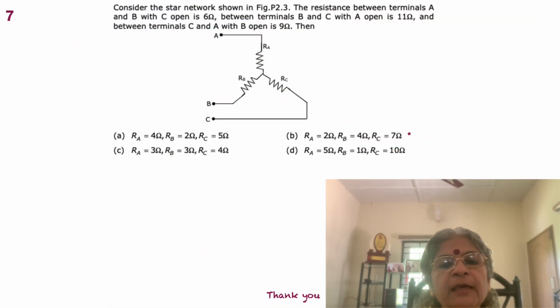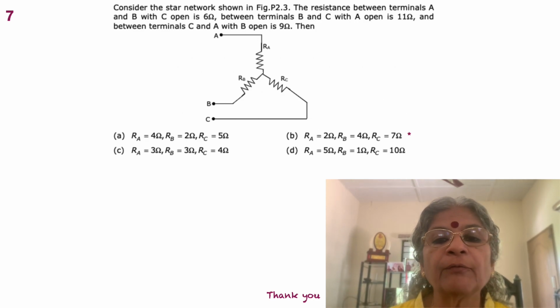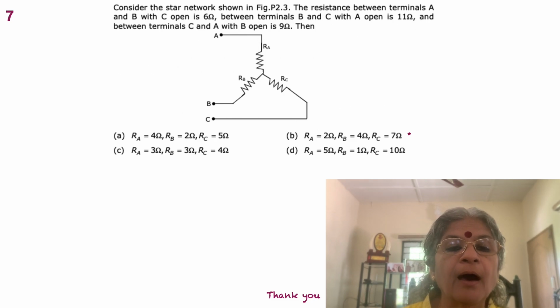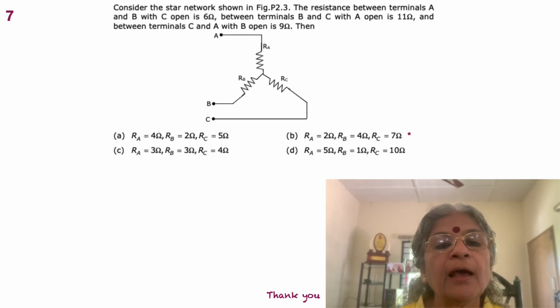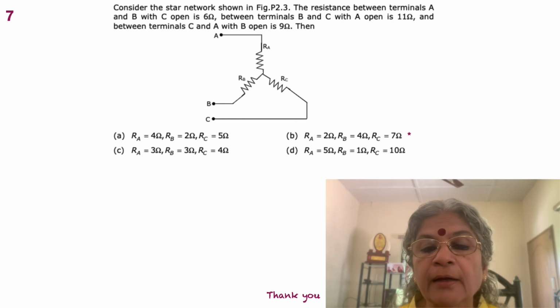The seventh problem is very simple. What do we have here? We have three resistors RA, RB and RC connected in star across three terminals ABC. Consider the star network in the figure. The resistance between terminals A and B with C open: when C is open and you measure across A and B, only RA and RB fall into the picture. And when you measure between terminals B and C with A open, then you have only RB and RC coming into the picture. RA doesn't figure.